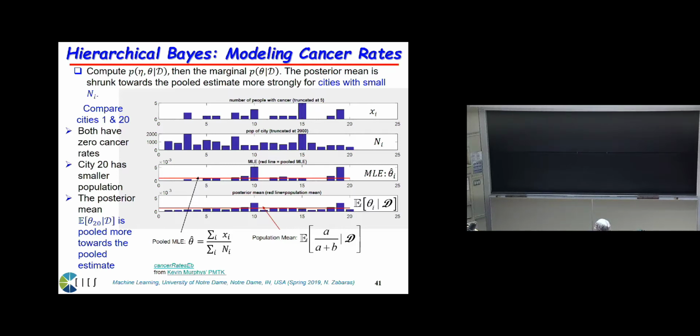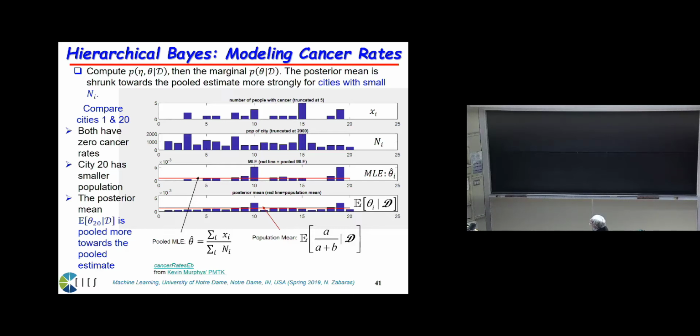The third row is the MLE estimate, and the MLE estimate is completely independent for each city. It's really x_i divided by n_i, okay? And this little red line is what's called the pooled MLE. So basically, if you compute one cancer rate, using all the people that have cancer in all the cities divided by the sum of the populations of all the cities, you get this red line, okay? So again, when you look at the MLE, in places where x_i was 0, you basically get 0. It's like, too bad.